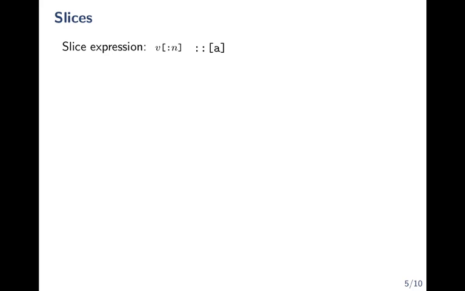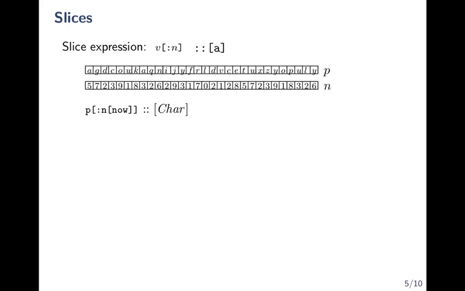Take for example the streams p and m, and the slice expression that returns a number of values of p according to the current value of m. At the first instant, the value of the slice expression will contain the five characters a, d, d, c, and o. Then it will contain the seven characters g, d, c, w, k, and a. Then the slice will contain the characters d, c, and so on.